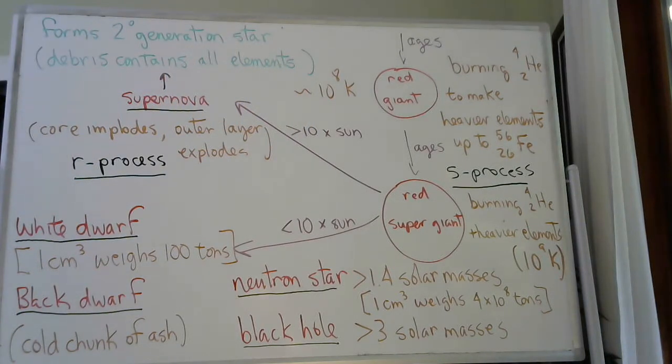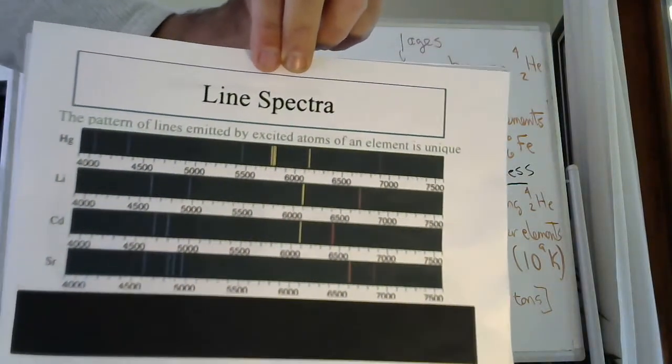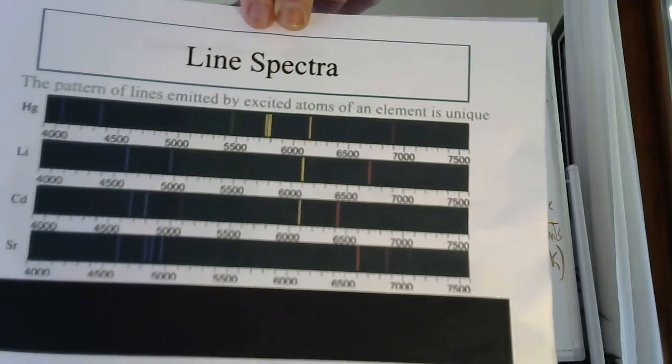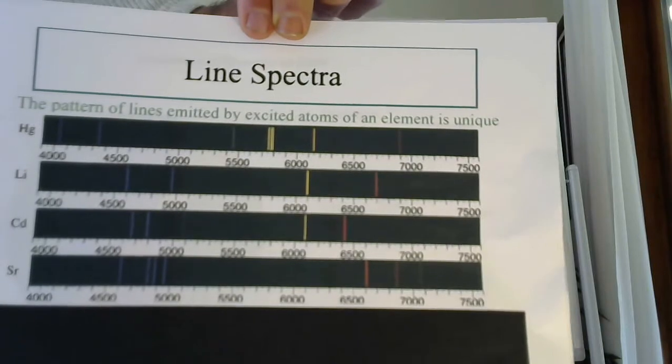I also wanted to bring up, how do we know how much of these elements are in stars? When we look through a telescope, how can we see and measure the abundance of the elements? Well, I want to remind you that every element has a very unique fingerprint in terms of its spectra.